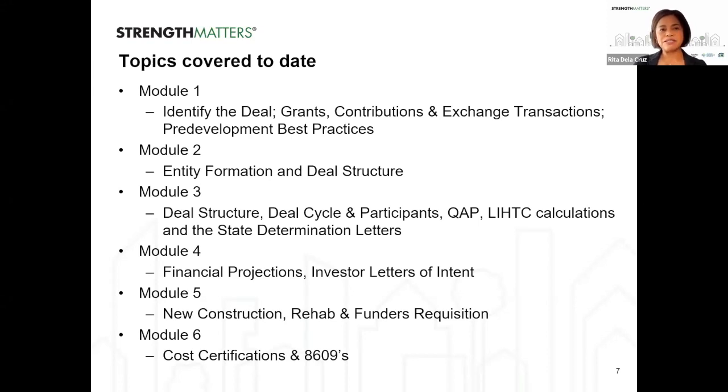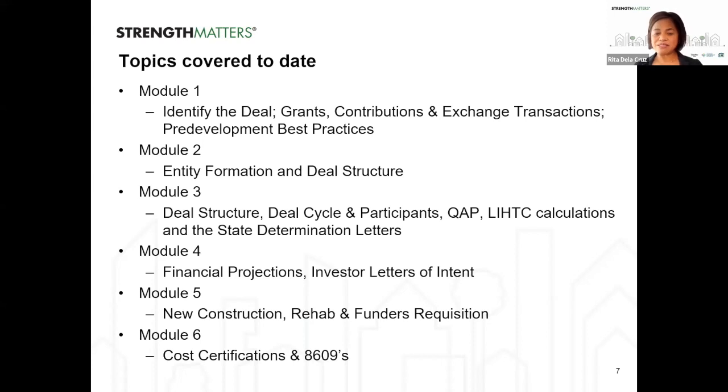We talked about different types of entities and when to use which, either a nonprofit, a limited partnership, or a limited liability company. We dove deeper into the deal structure in Module 3, and we learned all of the deal participants, and there are a lot of them. We talked about the qualified allocation plan, which sets out the state's eligibility priorities and criteria for awarding federal tax credits. And we dabbled a little bit with some low-income housing tax credit calculations.